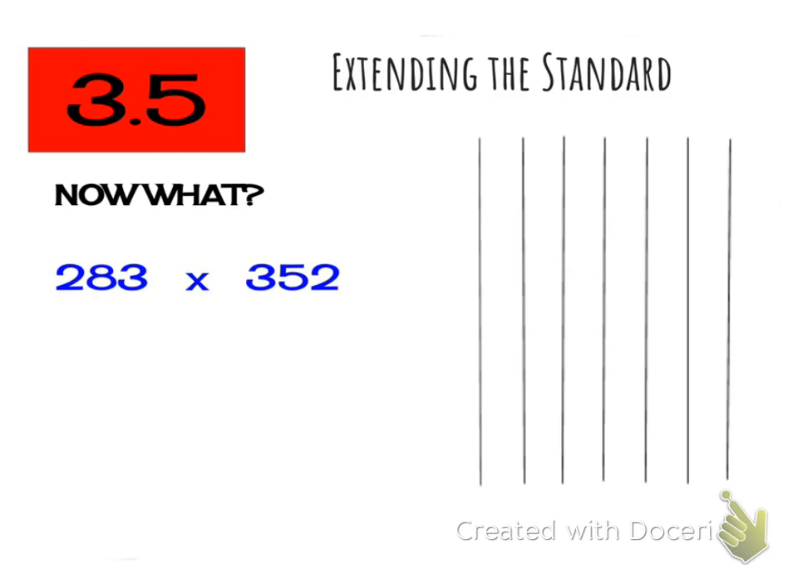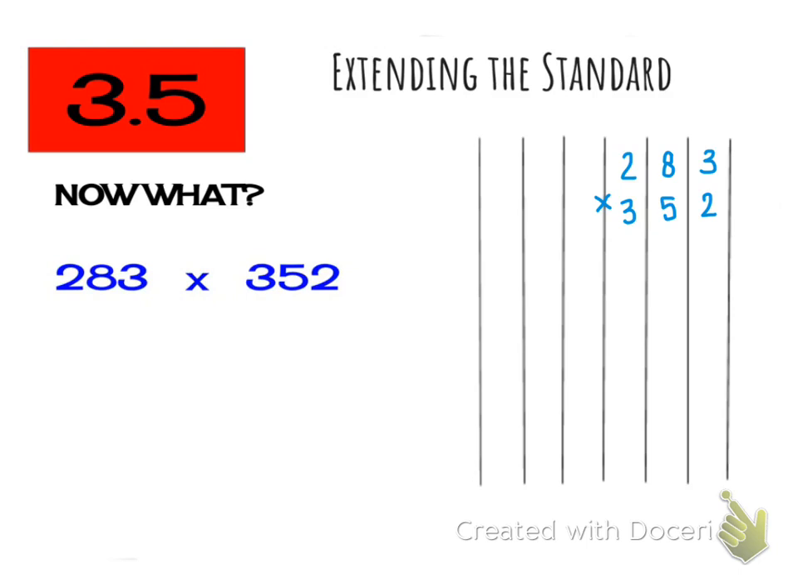We have 283 times 352. Now, if you need a multiplication table, remember that you should get one because it makes these problems go faster. And when you can do the problems more smoothly, you start to understand them better. Okay, so just like in the past, we're going to start by multiplying by the 2, okay?